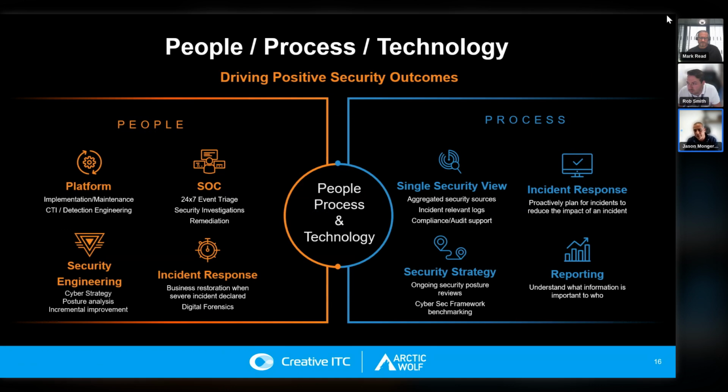From a process perspective, which is equally as important, we talked about having that single security view, aggregating all of your security sources together to make it very easy to find real incidents in your environment. But that can be really beneficial from a compliance and from an audit perspective as well, if you've got all that data in one place and you can easily access it. Your strategy, your security engineering, those ongoing security improvements.